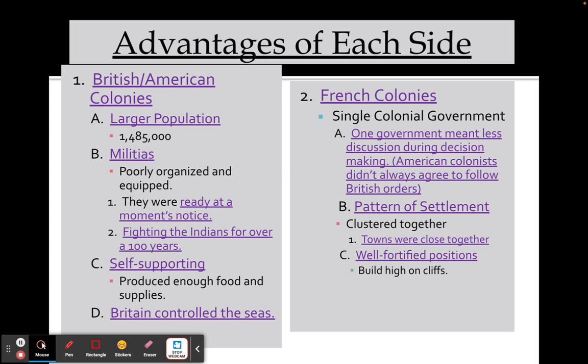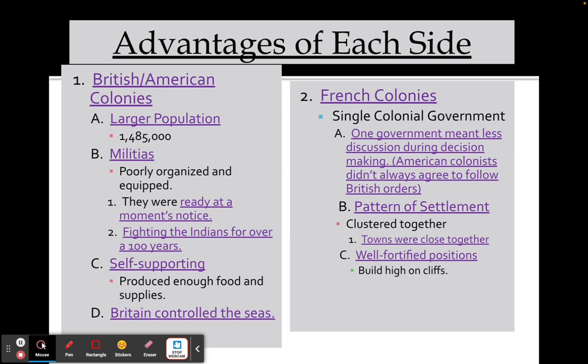The American colonies were very self-supporting. They produced enough food and supplies to keep the army going. The British also had the strongest navy in the world at this time. So the British control the seas. So those are the four major advantages of each side. So if you pause, make sure you write down those four things: larger population, militias, self-supporting, and the fact that Britain controlled the seas.